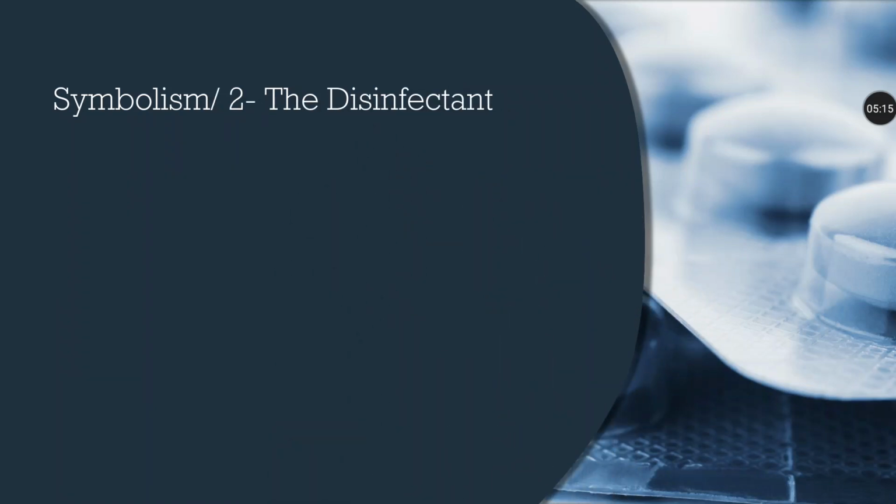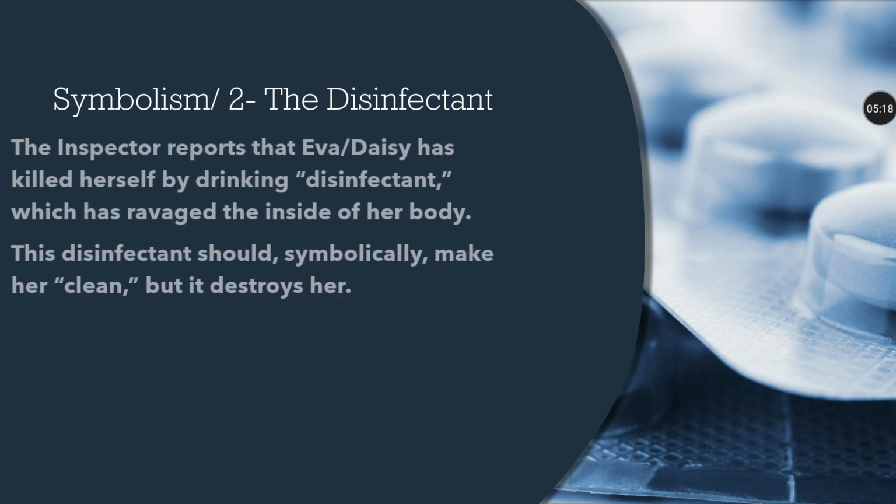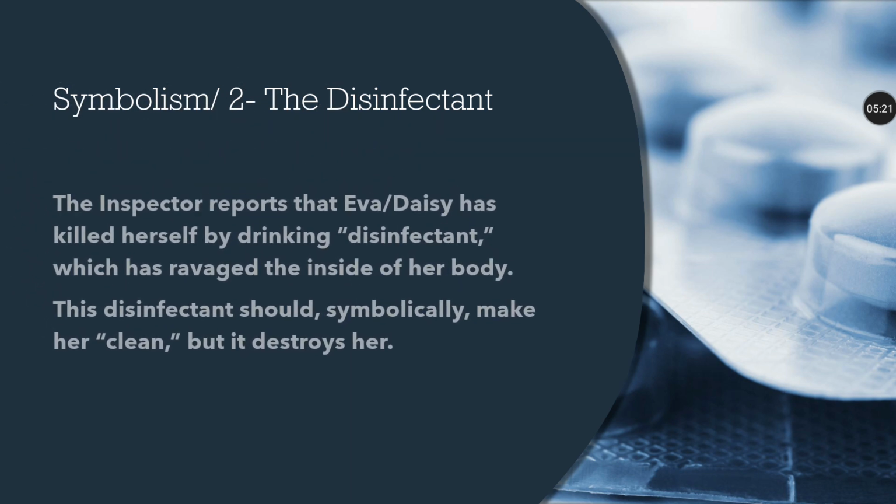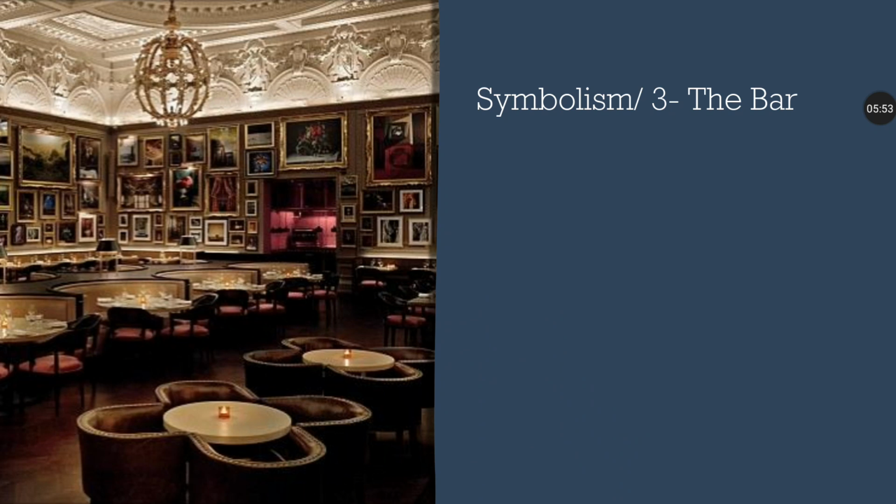Symbolism, too, in the word disinfectant. What do we learn as a symbol from that? The Inspector reports that Eva Daisy has killed herself by drinking disinfectant, which has ravaged the inside of her body. This disinfectant should symbolically make her clean. But actually, when she was made clean of the sin, she was totally destroyed. It destroyed her. So let's think about Priestley succeeding in giving out symbolism after symbolism in this play.